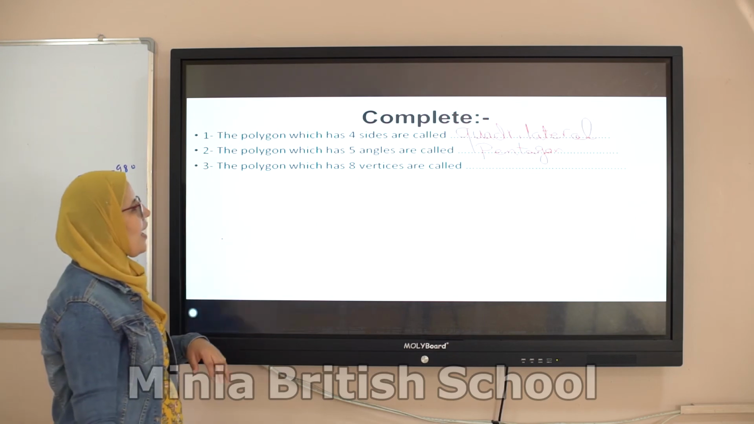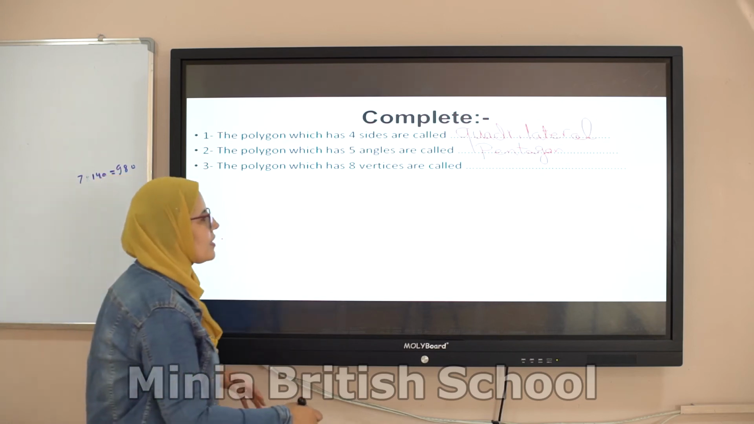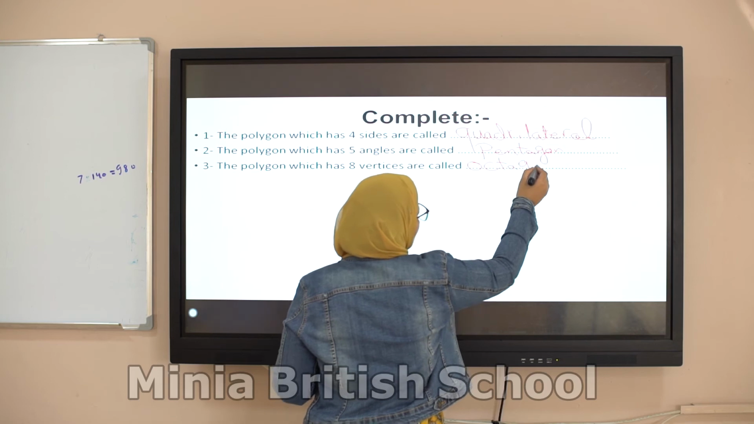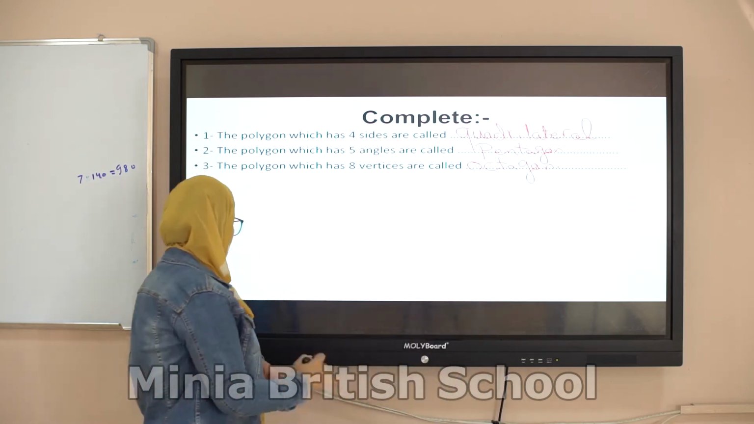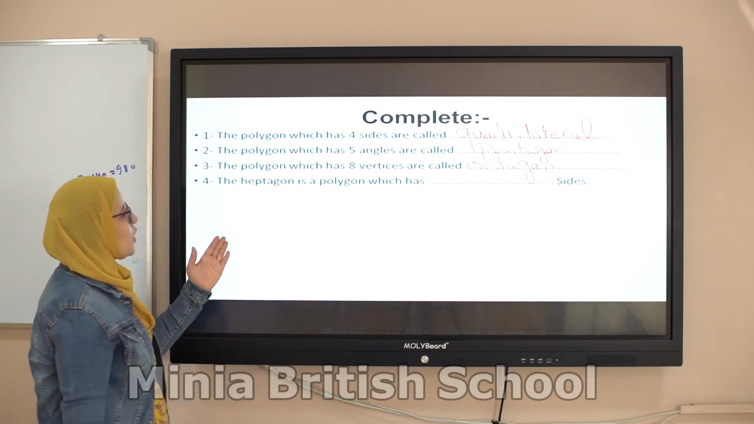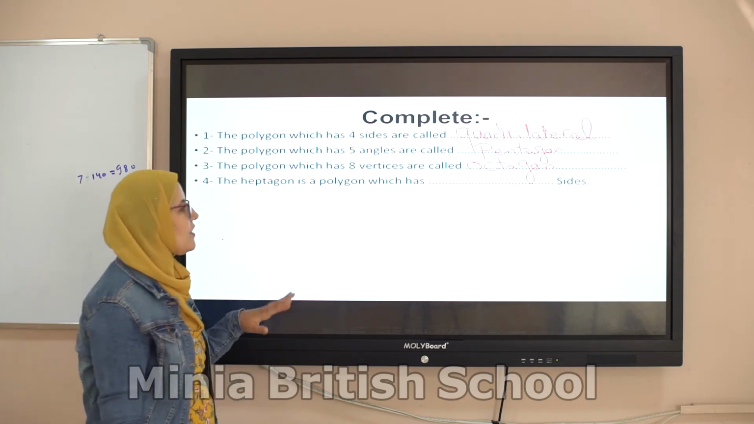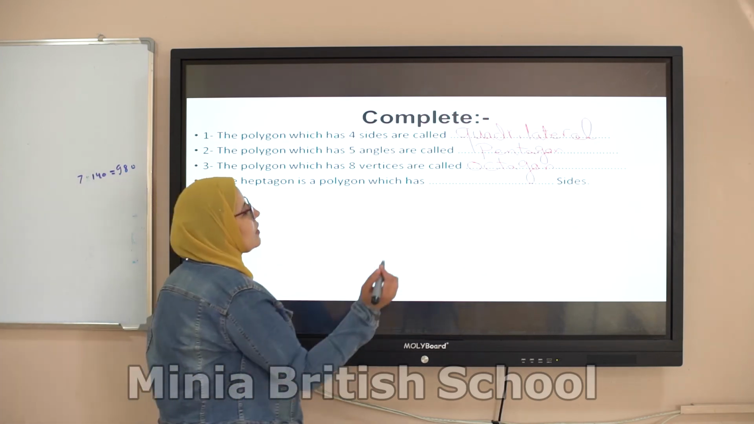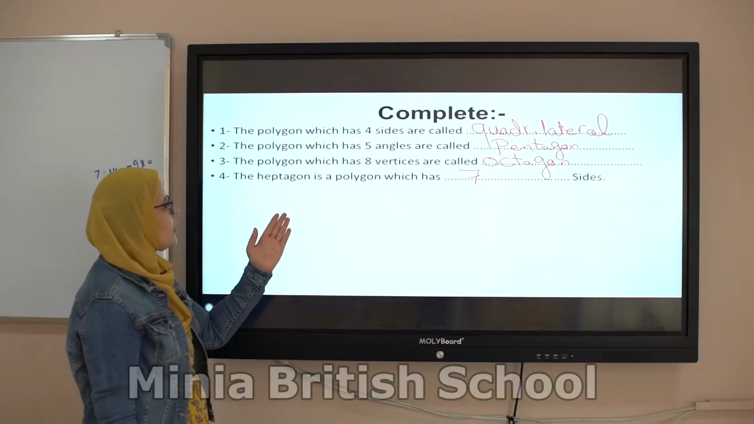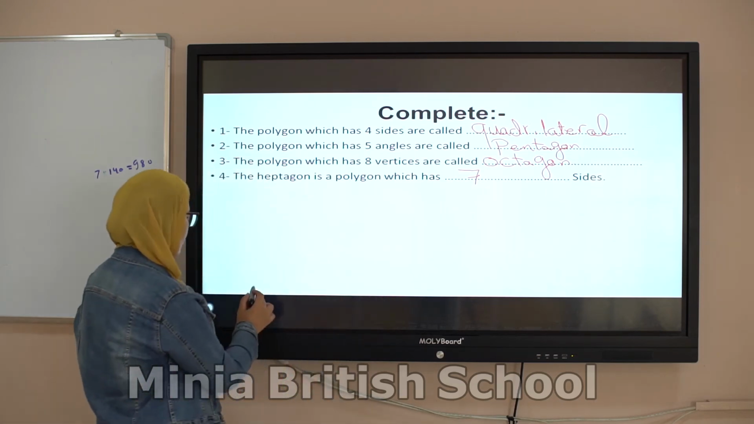The next one. The polygon which has 8 vertices is called what? Also 8 vertices means 8 sides, the same thing. It's called an octagon. The next one. The heptagon is a polygon that has what? Who can remember the heptagon? A polygon that has how many sides? Excellent, 7 sides. So the heptagon is a polygon which has 7 sides.